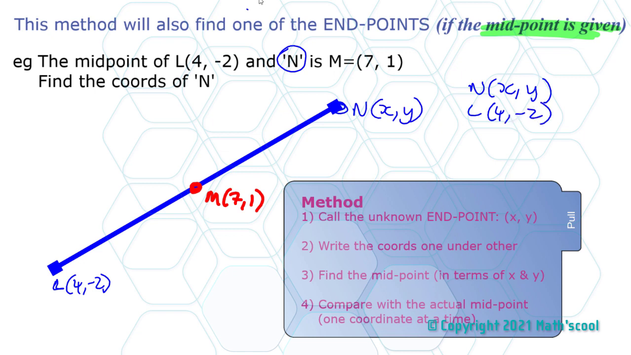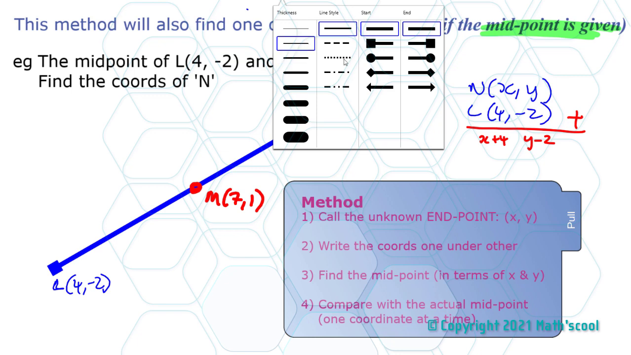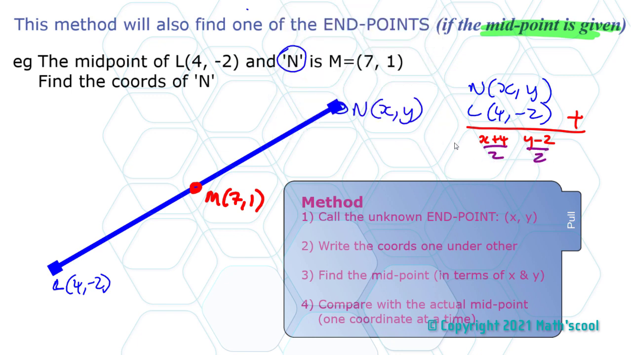Find the midpoint just as normal. So add them together. That's y plus negative 2, y minus 2, and x plus 4, and divide by 2, and divide by 2. And there's our midpoint.